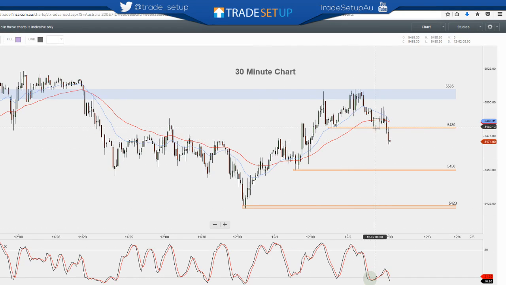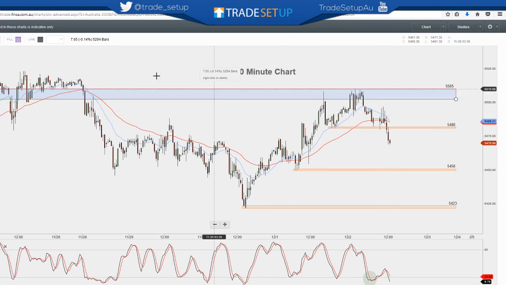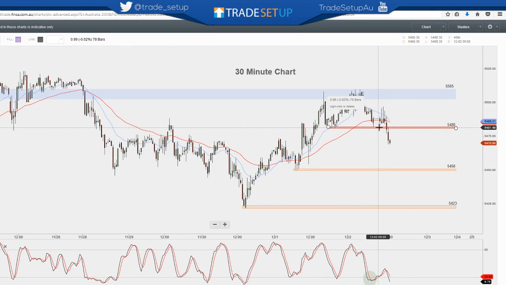Then we got the ASX that opened. This is a half an hour chart, so it would have been at least in the second candle. We got that, tried to push up, got to about 54.95, and that's just rejected. You can see sellers are coming there, and we just pushed it through that 54.80 recently.